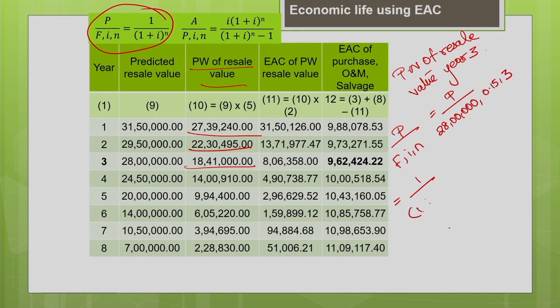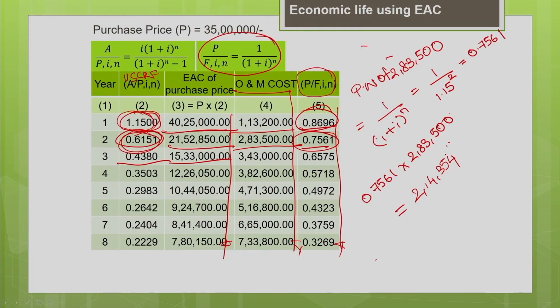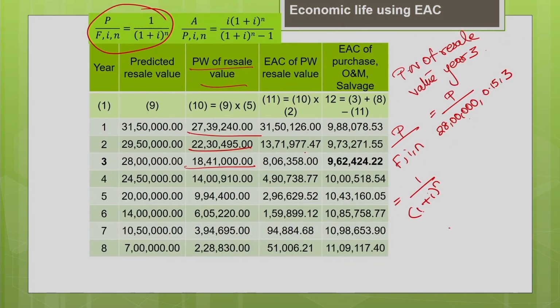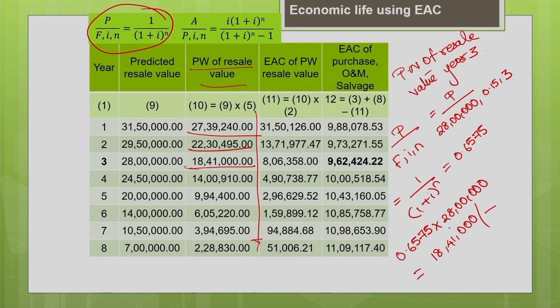So, 1 divided by 1 plus I per N. Already we have calculated, hope you remember, the present worth factor is 0.6575. 0.6575 is a factor, you multiply this with 28 lakh, that is your resale value. That gives me the present worth as 18 lakh 41,000. So, this is how you have to calculate for all the years.